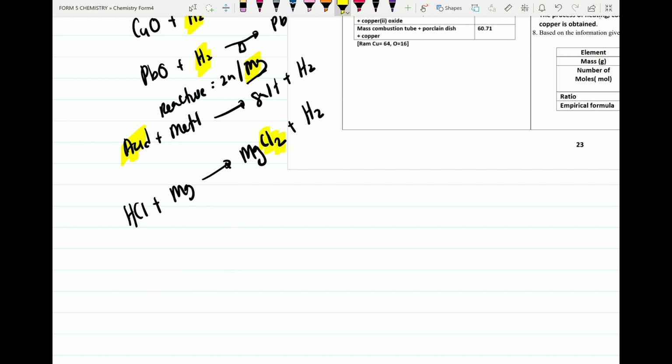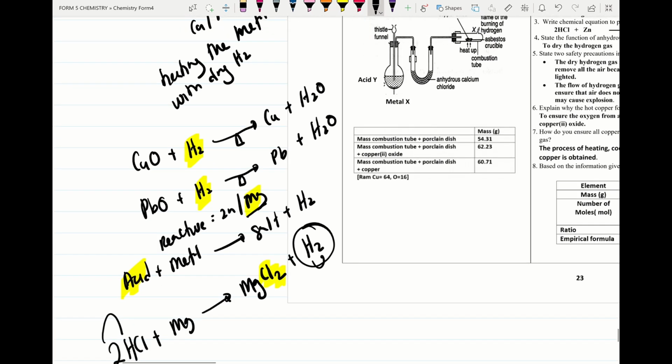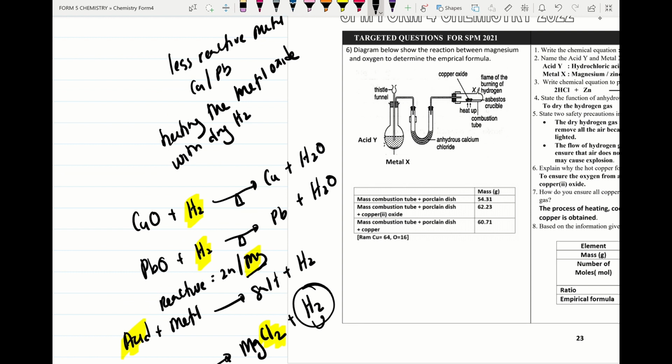So I need chloride 2, so I put chloride 2, hydrogen 2, hydrogen 2. This hydrogen gas will be produced. So here, if they ask what is the name of the acid W, please put hydrochloric acid. The metal, please remember to put a reactive metal like magnesium or zinc.